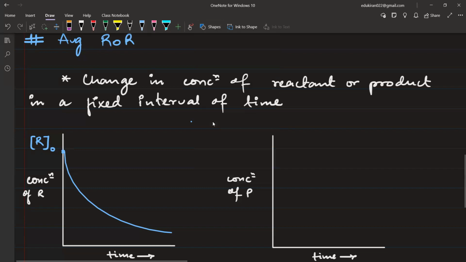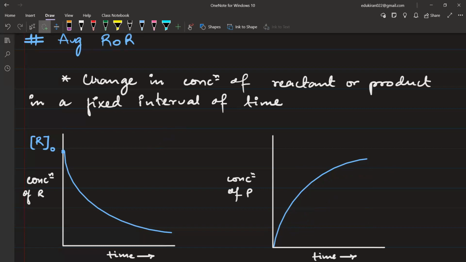When we talk about the product, then in the case of product, something else is going to happen. There is no product at the starting of a reaction. है ना? Starting में कोई भी product नहीं रहता है. We have only reactant. And as the time passes by, the concentration of product increases like this. Is this clear? Yes or no? Please tell me. Yes, sir.